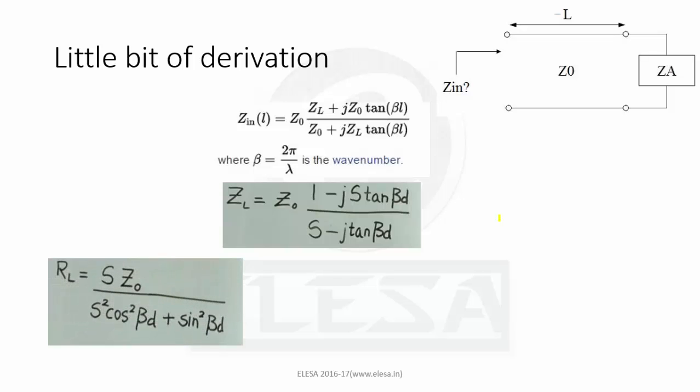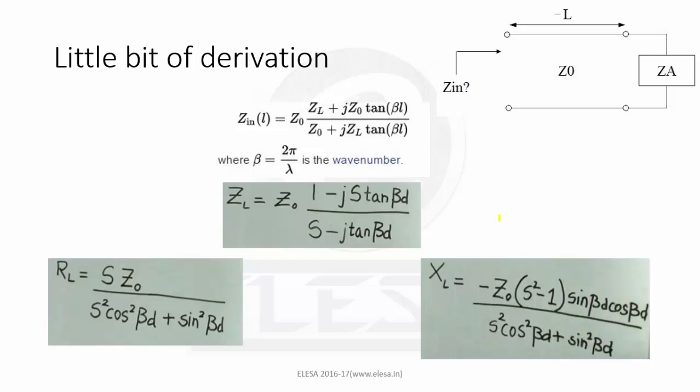Now what we will do is we will separate the real and the imaginary parts from this equation. The real part will be RL is equal to S Z0 upon S squared cos squared beta D plus sin squared beta D, which corresponds to the resistive part, and XL, which corresponds to the reactance part, is equal to minus Z0 into S squared minus 1 sin beta D cos beta D upon S squared cos squared beta D plus sin squared beta D.